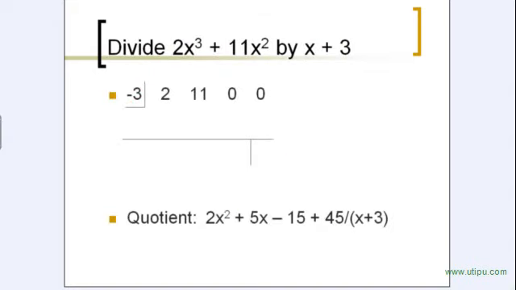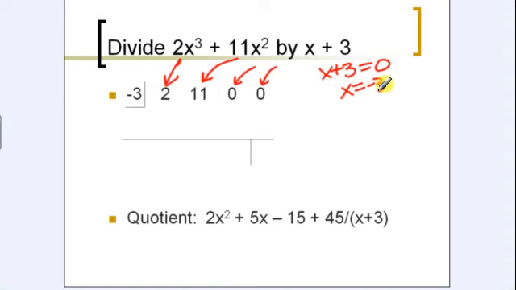Let's do one more of these before we look at a couple theorems. Look how this one's set up. We have 2x cubed plus 11x squared, and then I don't have an x term, so I need a 0, and I don't have a constant, so I need another 0. It's important to get those zeros in there. And then x plus 3 would equal 0 when x equals negative 3, so that's what we want to divide by, the negative 3. Go ahead and try this one.